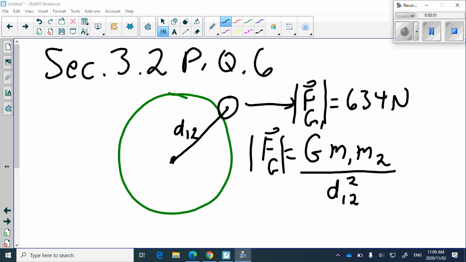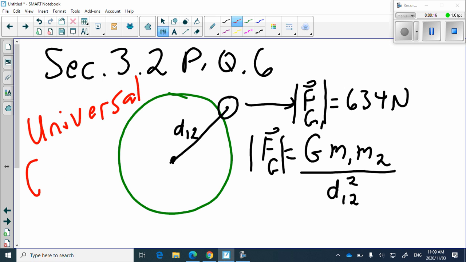Okay, kids, we're back. Section 3.2, practice question 6. Now, kids, this section is about something called universal gravitation. This works anywhere in the universe. This is not like the first section, 3.1, where we were only investigating the force of gravity on objects near the surface of the Earth. This works on the surface of the Earth, and it also works everywhere else.